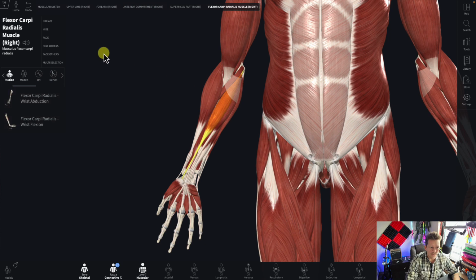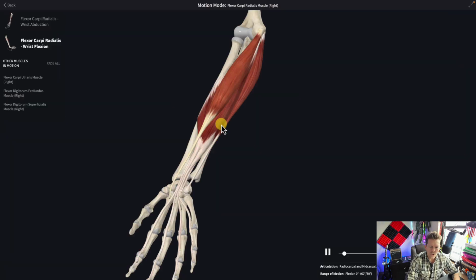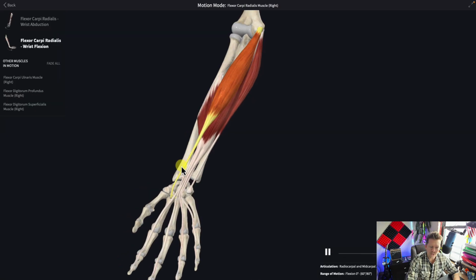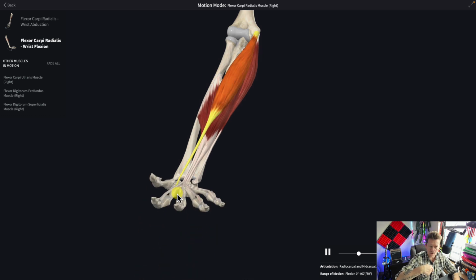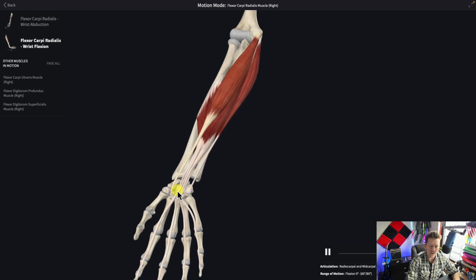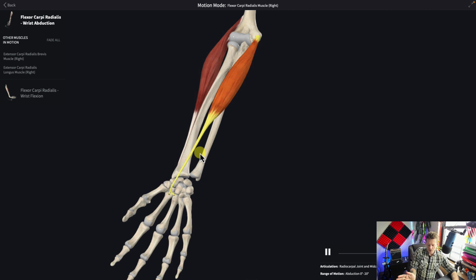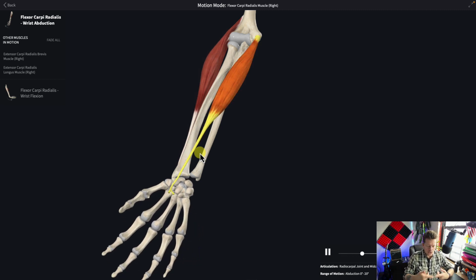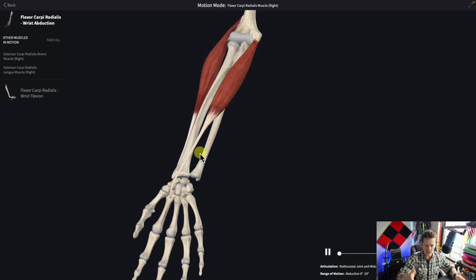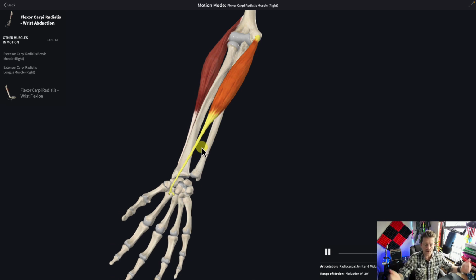So for example, if I choose flexor carpi, you see there's the flexor muscle and it's attached, kind of overlaps the carpal bones. Not only does it flex the wrist, it is also responsible for the wrist abduction. So you see the wrist abduction going away from the midline, so going lateral.